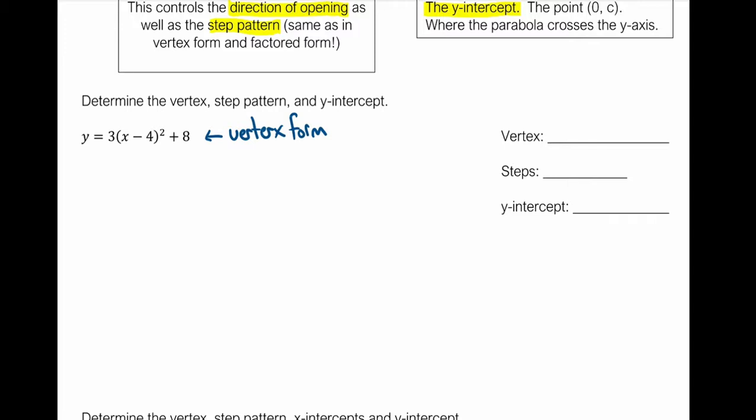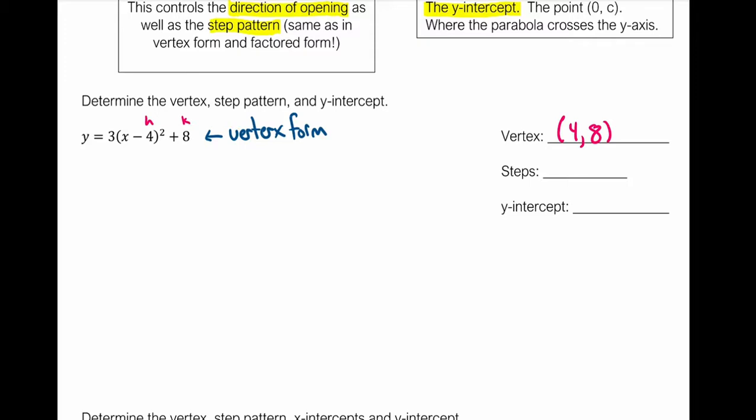So my vertex, again, we should get from our h and our k value. If you don't quite remember that, please go back and look at the lesson on vertex form, but our vertex is h and k. We see our h and k from our general form. But remember, for our h value, we take the opposite of what we see, so positive 4. And the k value, we just take as is. So in this case, 8.